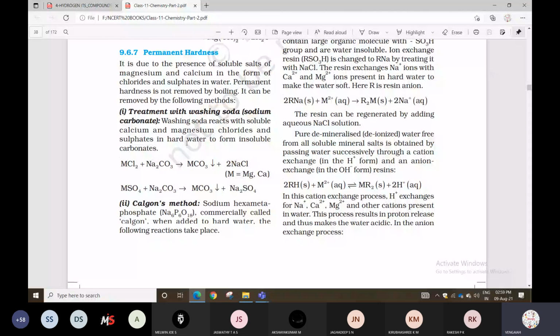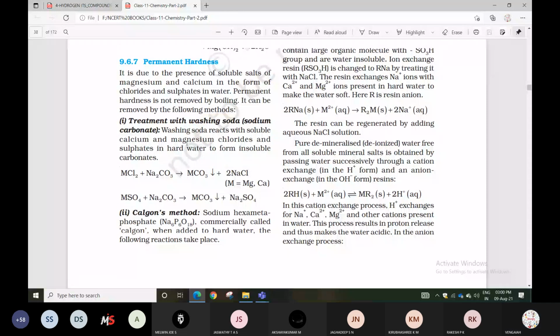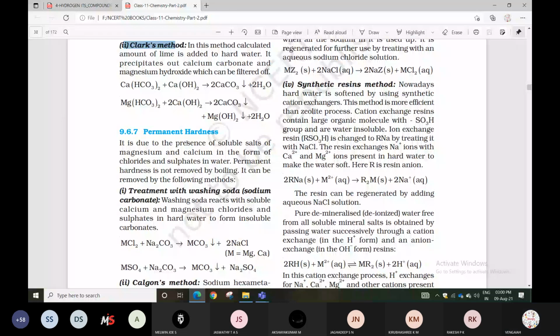Otherwise you can say sodium hexametaphosphate. Sodium hexametaphosphate. The formula is Na6P6O18. You can use that. Otherwise you can use exchange resins. Exchange of resins will be there, where you can replace the ions.